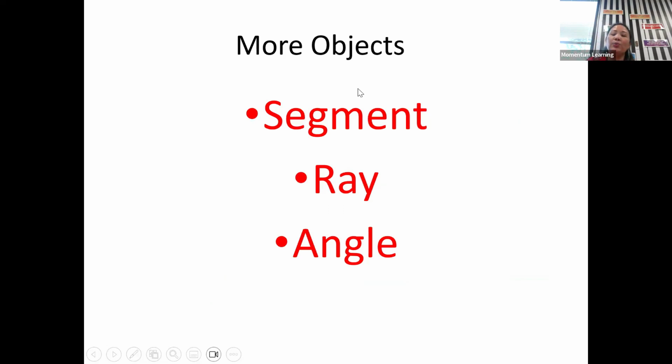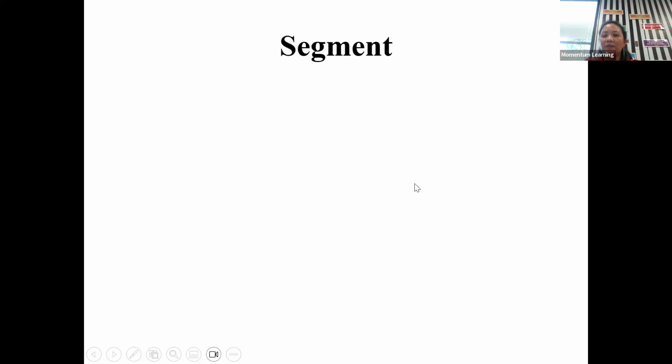So those are the three undefined terms for geometry. Once you understand those three undefined terms, you should be able to use them to define any other term: segment, ray, angle, anything else. So what is a segment? Most people will shorten it and call it a segment, but sometimes you will hear line segment.